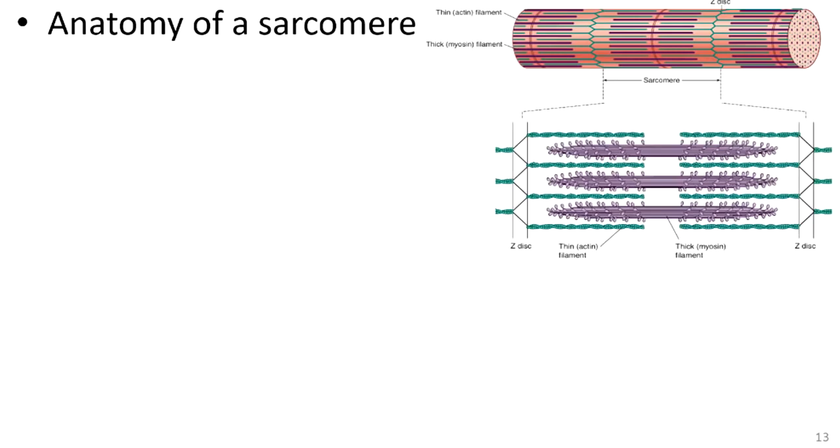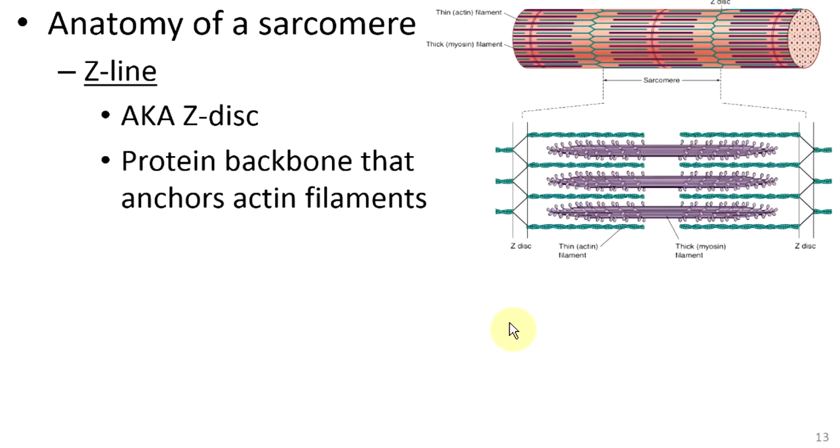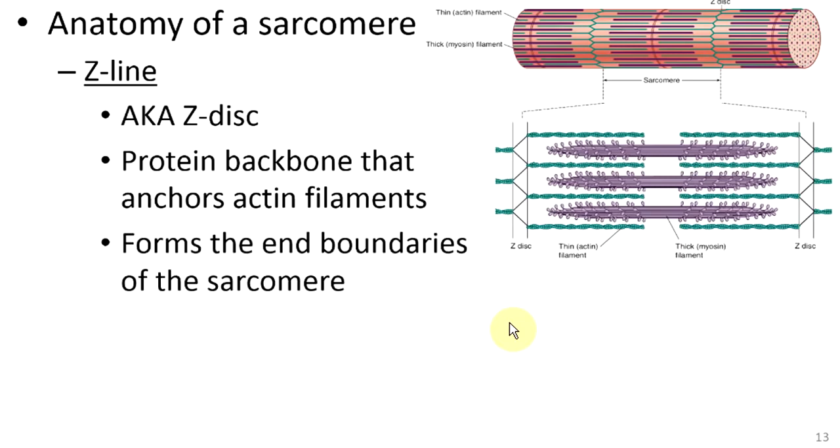So here's a picture of a sarcomere. The first thing I like to point out here is what's called the Z line or the Z disc, and that is this zigzag line right here on the end. That's the protein backbone that anchors these actin filaments to the sarcomere, and this is what forms the end boundary. So from one Z disc to another is a boundary.